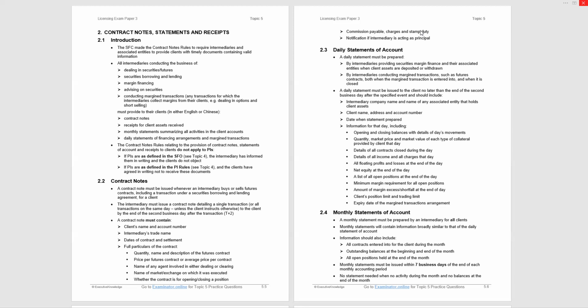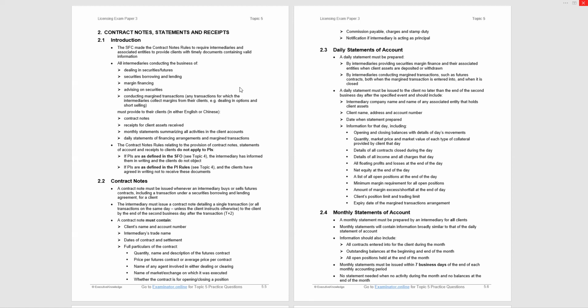Contract notes. So what's the material with regard to contract notes? A contract note must be issued whenever an intermediary buys or sells futures contracts, including transactions under the securities borrowing and lending agreement. So for securities borrowing and lending, a contract note is also applicable. The intermediary must issue a contract note detailing a single transaction or all the transactions on the same day, unless the client wants individual contract notes, and you've got to send it to the client T+2, by the end of the 2nd business day after the transaction.